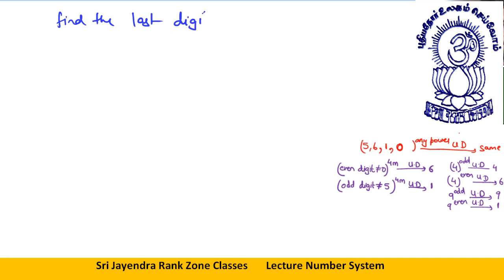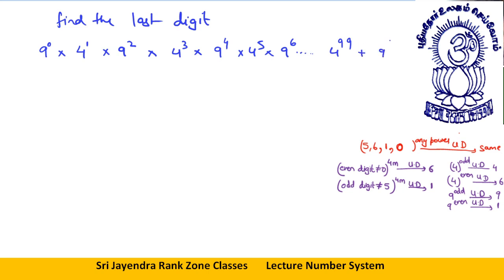Find the last digit. What is the expression we have? 9 raised to power 0, 4 raised to power 1, 9 raised to power 2, 4 raised to power 3, 9 raised to power 4, and so on, 4 raised to power 5, 9 raised to power 6, and so on, up to 4 raised to power 99 and 9 raised to power 100. This is all plus, it's my mistake. Okay, all these terms are plus.